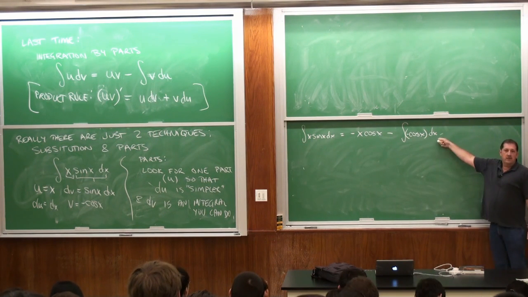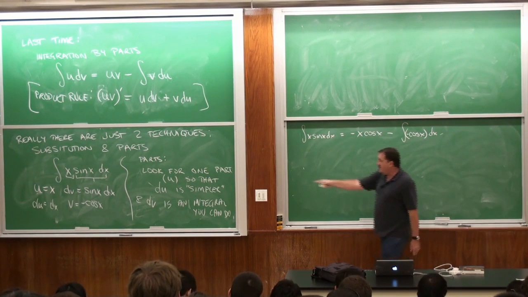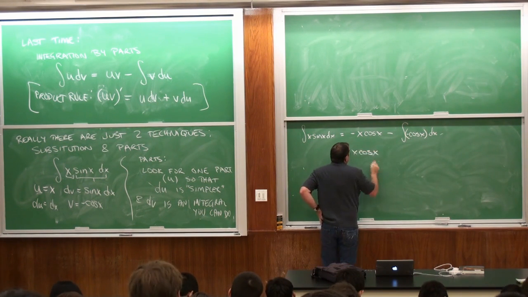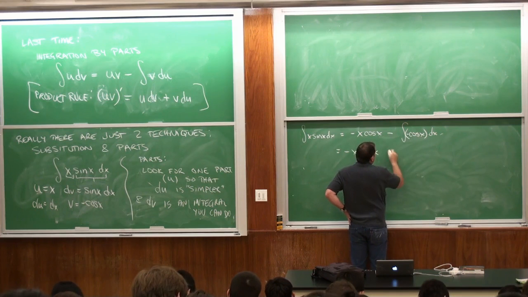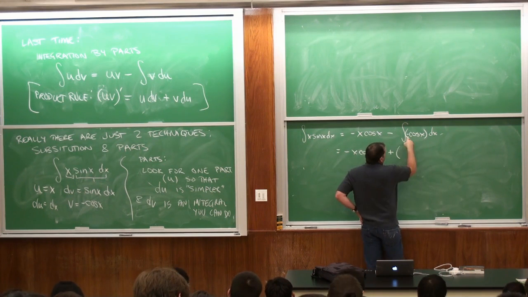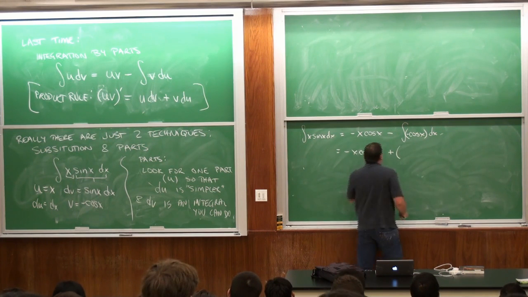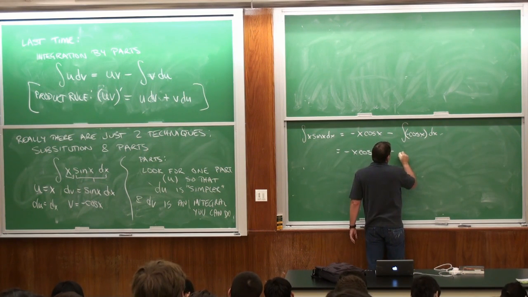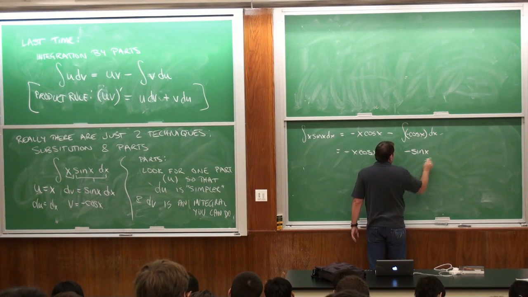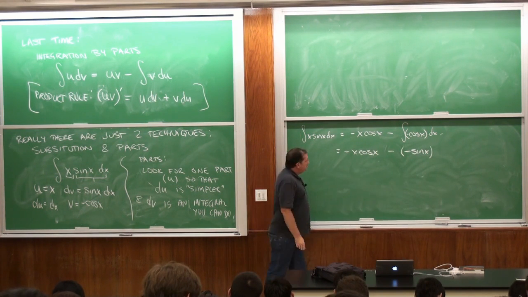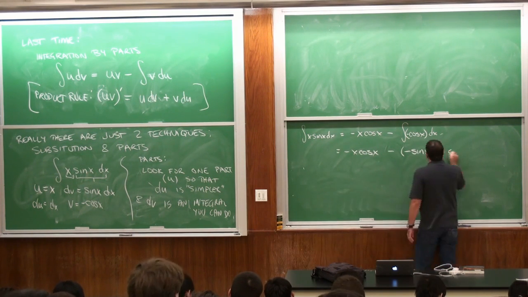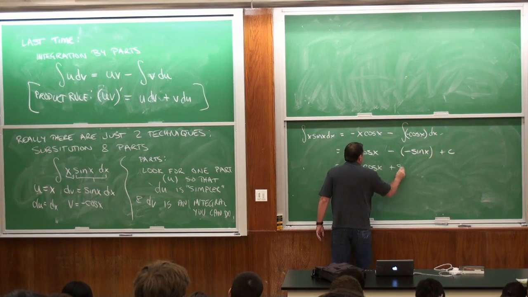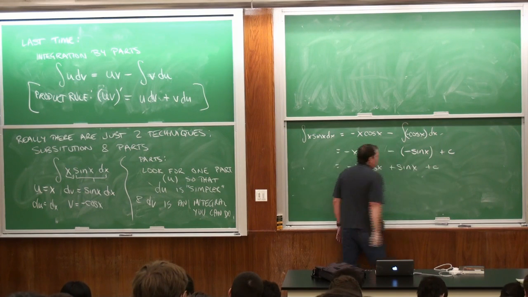And now this is an easy integral. It's just the integral of the sine. We just did it. So this is minus x cosine x, minus minus is plus, and then the integral of minus cosine x is minus sine x, and then I get a constant. So the full answer is x cosine x plus sine x plus a constant.